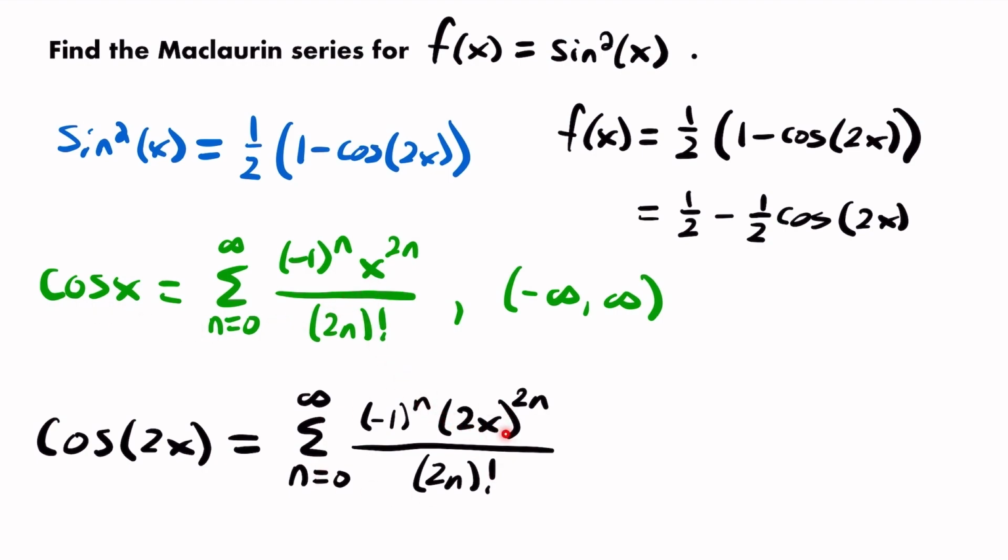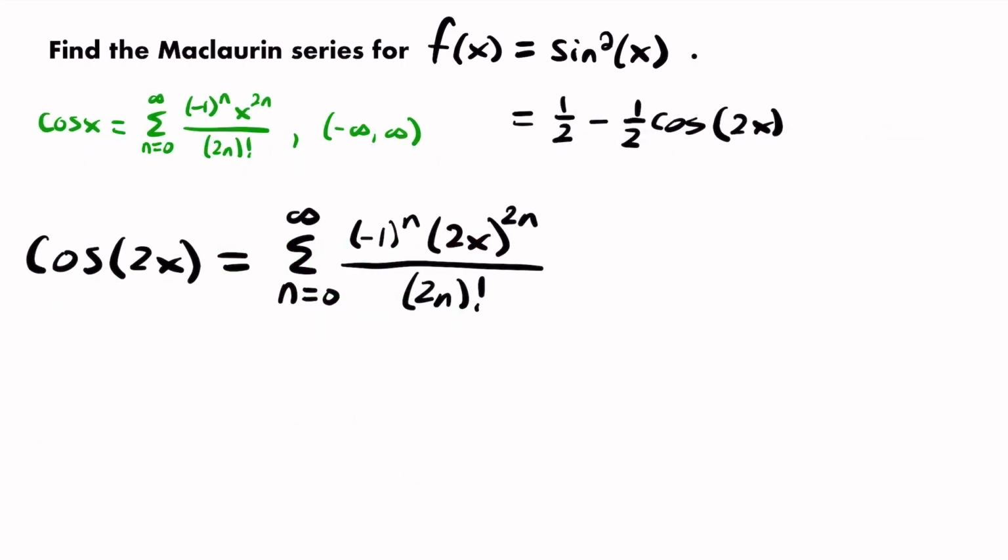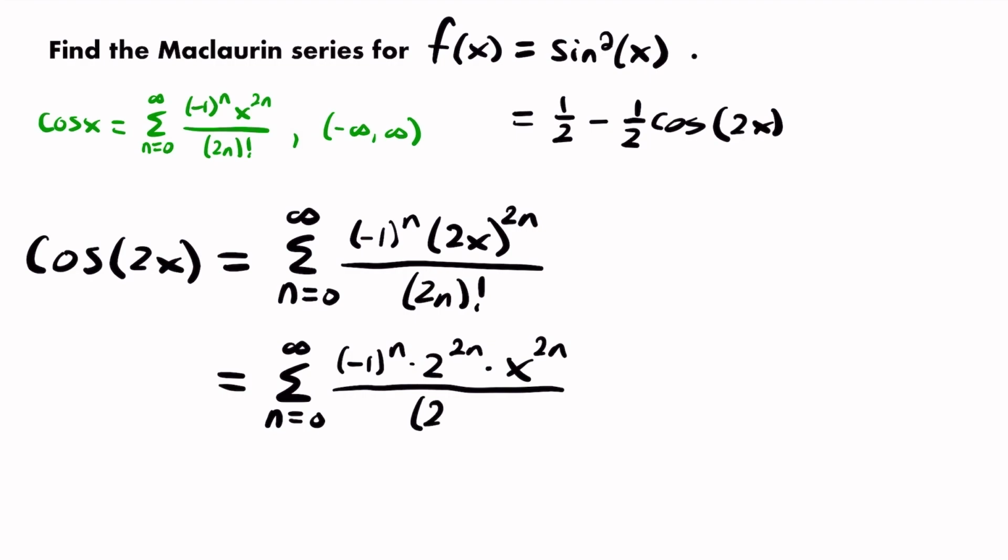All right, and so we can simplify this a little bit before we work on our next step. What we can do is take 2 and x to the power of 2n, and if we do that, our series will look like this. We'll have the sum from n equals 0 to infinity of -1 to the power of n times 2 to the power of 2n times x to the power of 2n, and that will be divided by 2n factorial. So we just took 2 and x to the power of 2n and multiplied them by each other. 2 to the power of 2n times x to the power of 2n is the same thing as 2x to the power of 2n. All right, so this is cosine of 2x as a Maclaurin series.